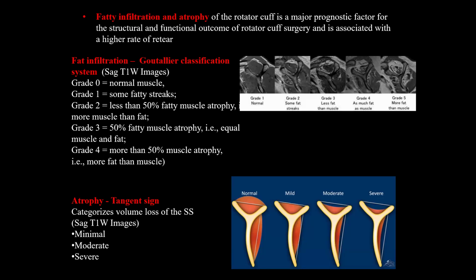Next, we have to mention the fatty atrophy, fatty infiltration, and atrophy of the rotator cuff, as it is a major prognostic factor for the structural and functional outcome of rotator cuff surgery. It is associated with a higher rate of re-tear. Fatty infiltration, as we can see, is given by Gottlieb classification, and atrophy we assess by tangent sign.